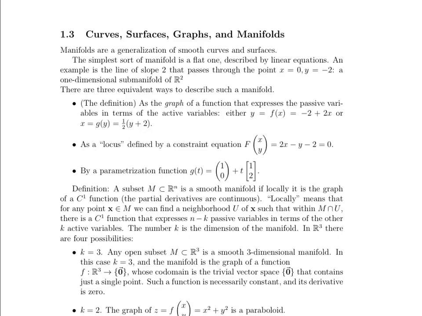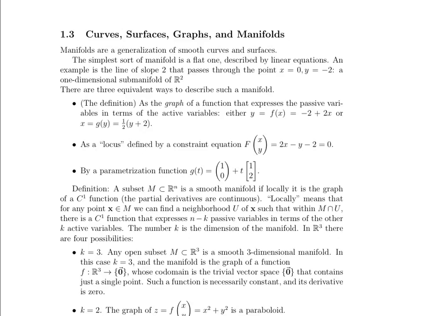So our very first definition of a manifold, which is technically the normal definition, is that it's the graph of a function that expresses the passive variables in terms of the active variables. Here is a graph: y equals -2 plus 2x. That's the set of all points that lie on that line of slope 2 through the point (0, -2). Alternatively, you could pick x as the passive variable described in terms of y. So x would be equal to 1/2 times (y plus 2). It's a little bit of jargon that we just need to get used to using in the right way.